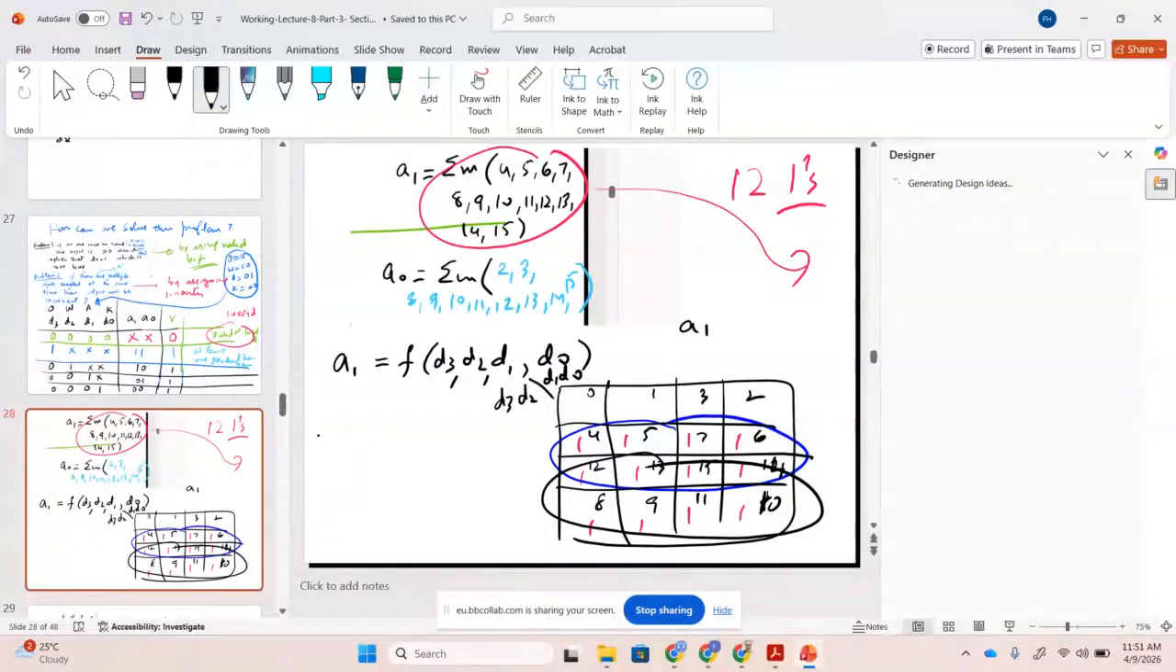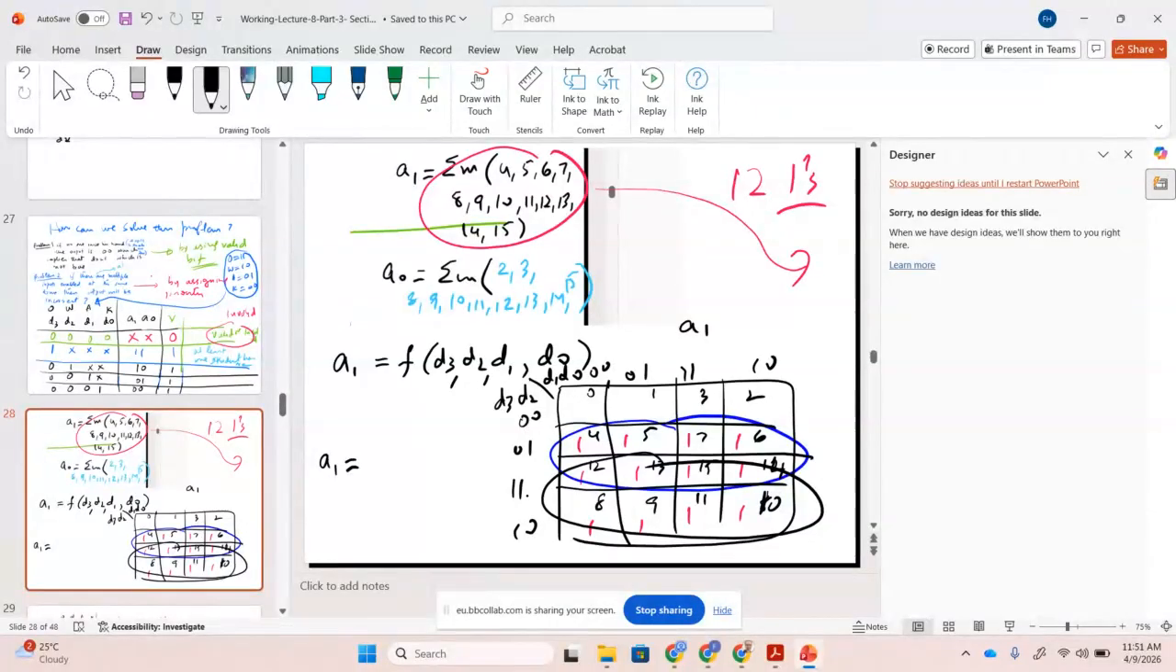Similarly, you can find the expression for A0. So what is the expression for A1? For the blue group, this is 0, 0, 0, 1, 1, 1, and 1, 0. For the blue group, it is actually D2. And for the black group, plus D3.